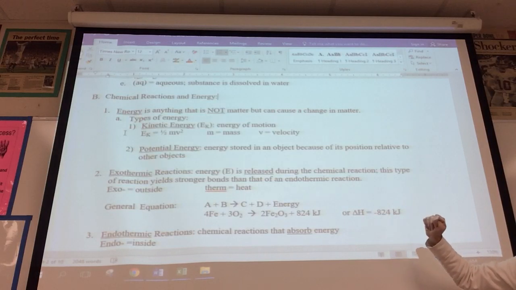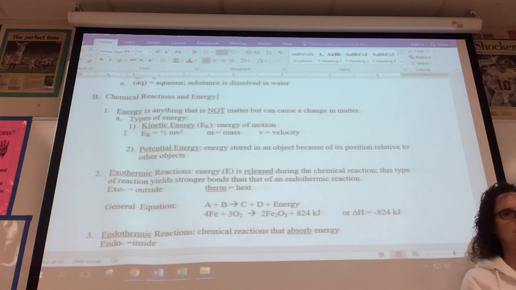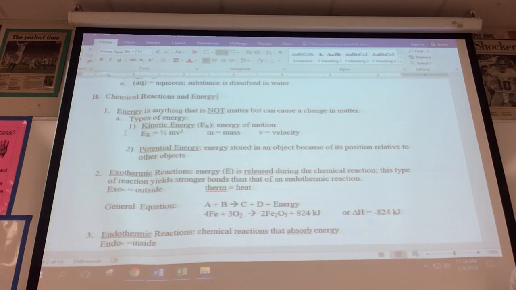Kinetic energy, you'll remember from middle school, deals with energy of motion. It can be calculated as 1/2 times the mass times the velocity squared. We're not going to do that. Potential energy is the energy associated with storage. And again, you've seen this in middle school. We're not really going to deal with it here.